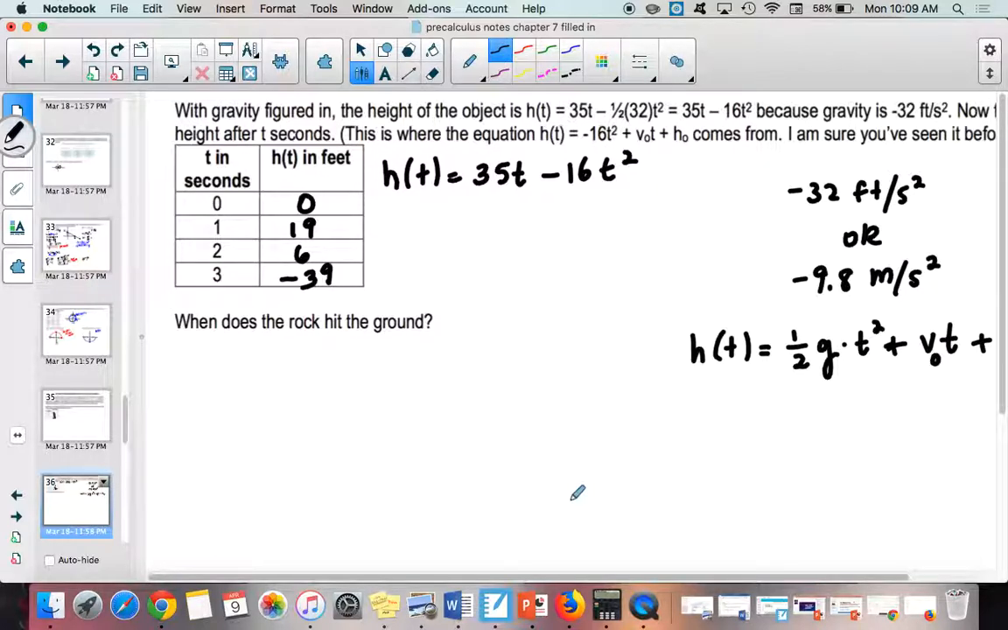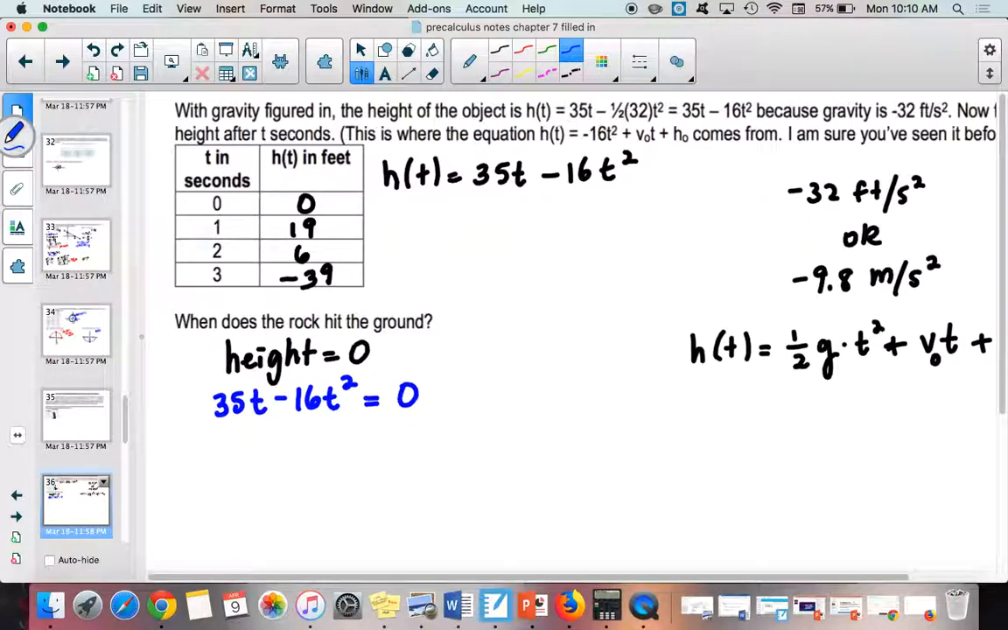How did you know? Just thinking. I can see the thinking in your face. You're finding when the height equals 0, right? Do we have the height equation? Yeah. So we set that equation equal to 0. So we're going to say 35t minus 16t squared equals 0. And we solve it.